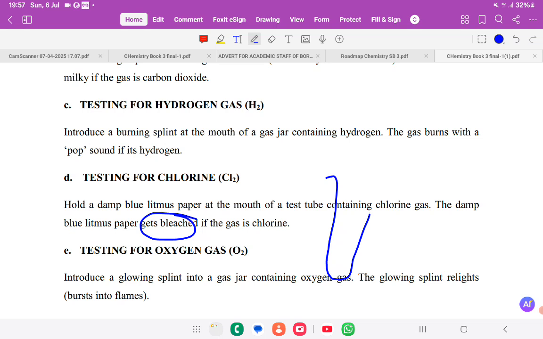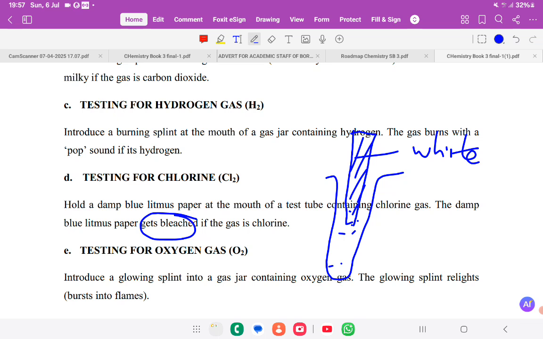Suppose this is the test tube. There's a gas in it. All right, so when you dip a blue litmus paper into it, it is going to change to white. It will change to white. So the act of removing blue color is known as bleaching.